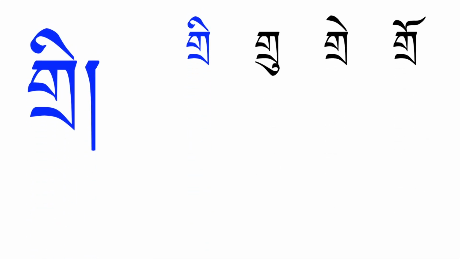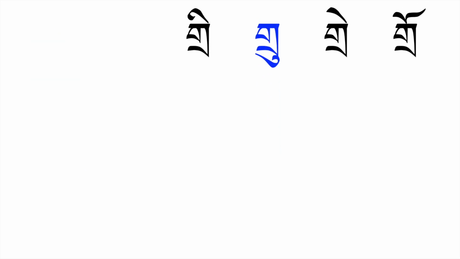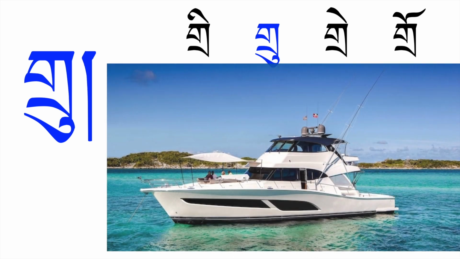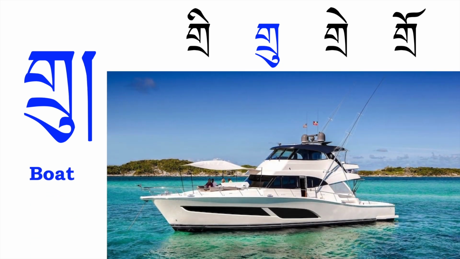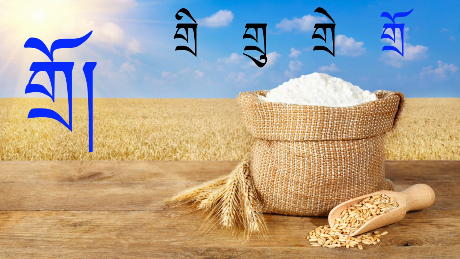Ga rata ta ki gu ti means knife. Ti. Ga rata ta shabkyu tu, the meaning of tu is boat. Tu. Ga rata ta naru to, the meaning of to is wheat. You can see here a field full of wheat. To.